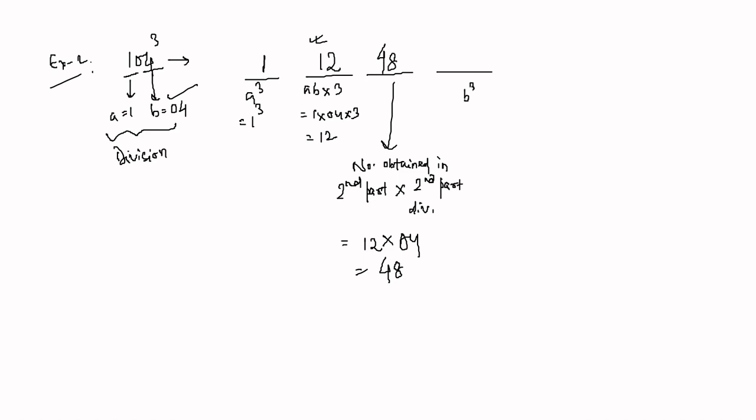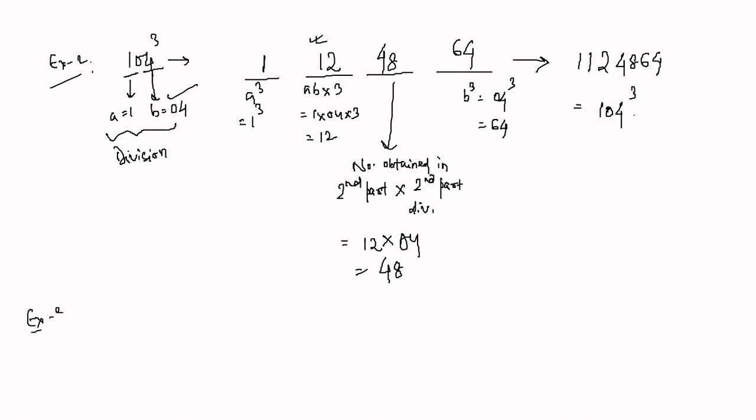Now the third part is as simple as it is, that is b cube, the cube of 04, which was 64. You are done with it. As I said, no further operations. So the number obtained is 1,124,864. That is the cube of 104. It's very easy actually. You just need to practice it properly.